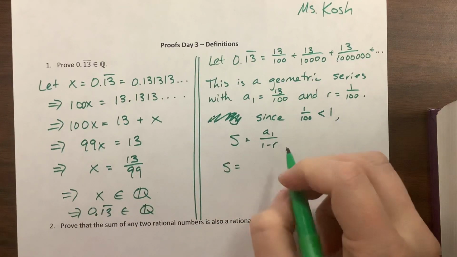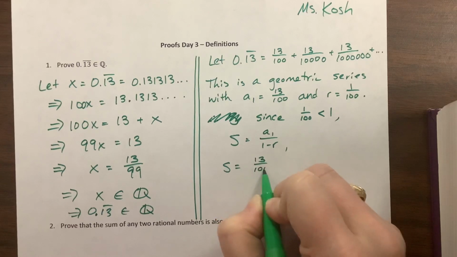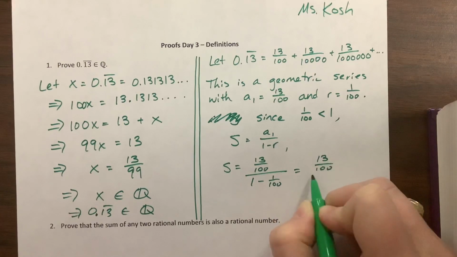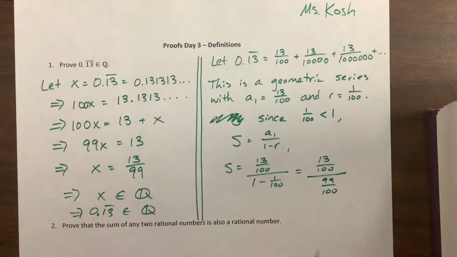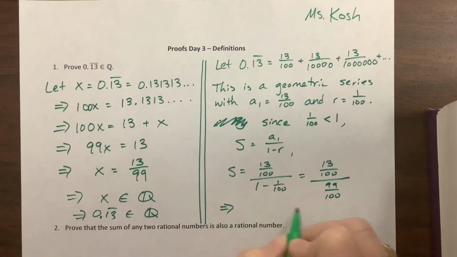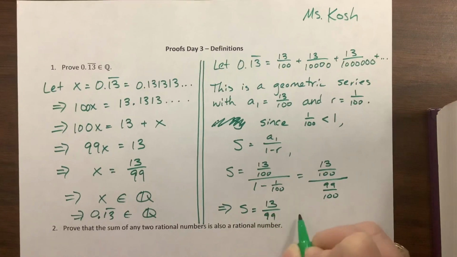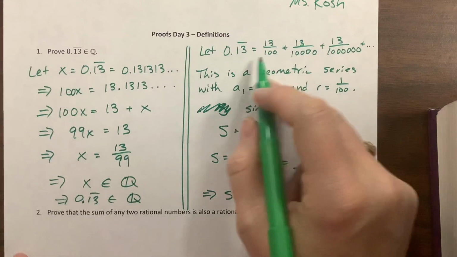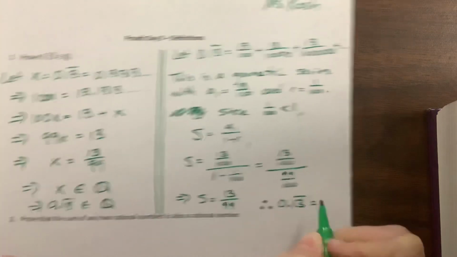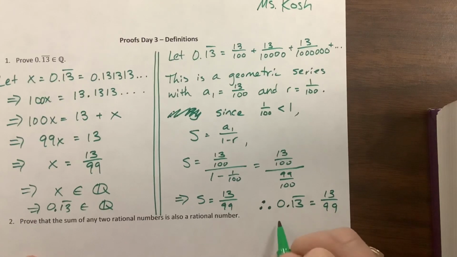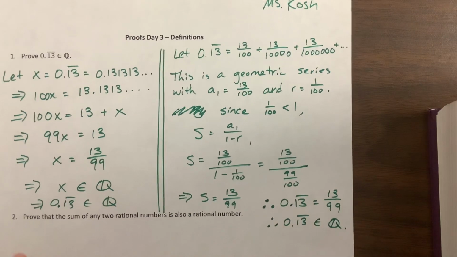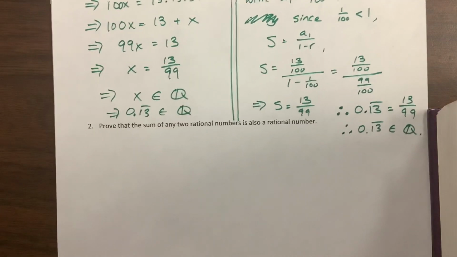So that sum is equal to 13 over 100 divided by 1 minus 1 over 100, which is equal to 13 over 100 divided by 99 over 100. Multiplying through, our sum is equal to 13 over 99. Since that was equal to this sum, we can conclude that 0.13 repeating is equal to 13 over 99, which would therefore conclude that 0.13 repeating is an element of the rational numbers. Okay, I will do the second one in its own video.